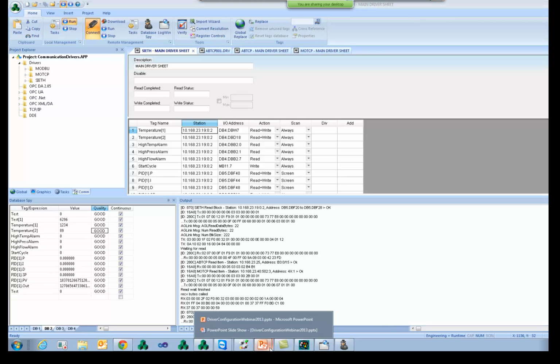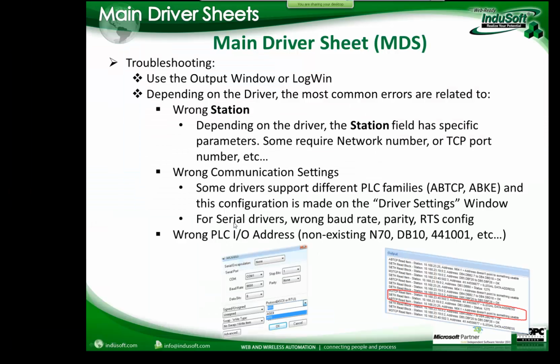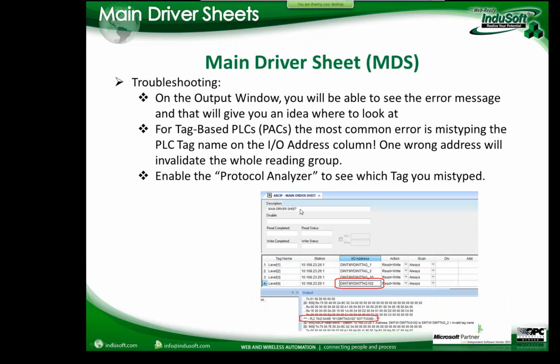That's the first thing on an Ethernet communication, to create the connection. All right, and the wrong PLC addresses, that's the example that we were using here. More specifically, for tag-based PLCs, we show which tag is failing. So let me remove some of the drivers here. I'm gonna put the driver ABCIP.